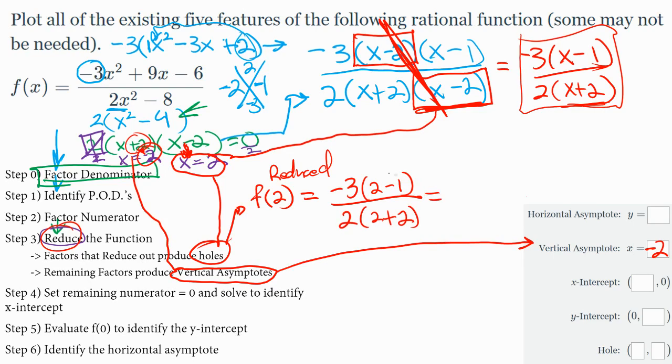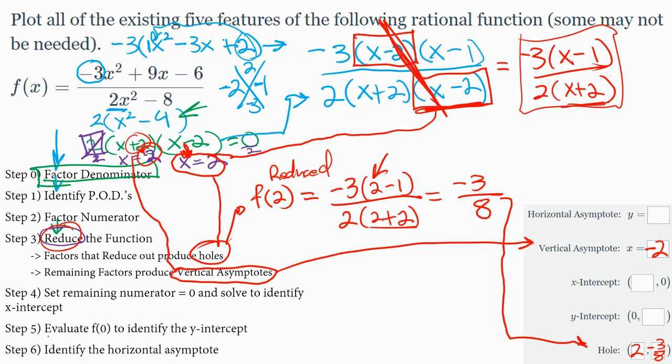And so that's going to, on the top, work out to be 1 times negative 3, which should be negative 3. The bottom should be 4 times 2, which is 8. So negative 3/8 is the y height of the hole. So the hole should be at the location (2, negative 3/8). Hold that in the bottom right-hand corner and continue down our list.